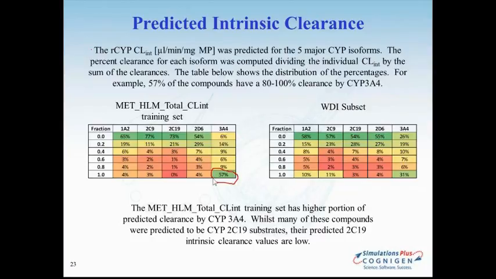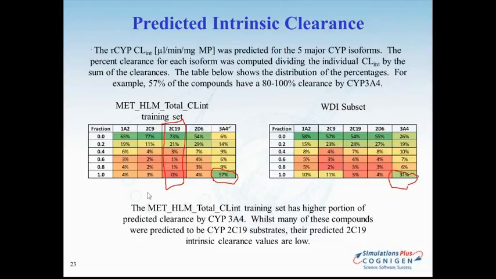And what you see is that 50% of the compounds had a majority of their clearance from 3A4. In the World Drug Index, that was predicted to be 31%. And also what you'll notice is even though we predicted a large number of the compounds were substrates for 2C19, their clearances were not very high, which is kind of interesting.